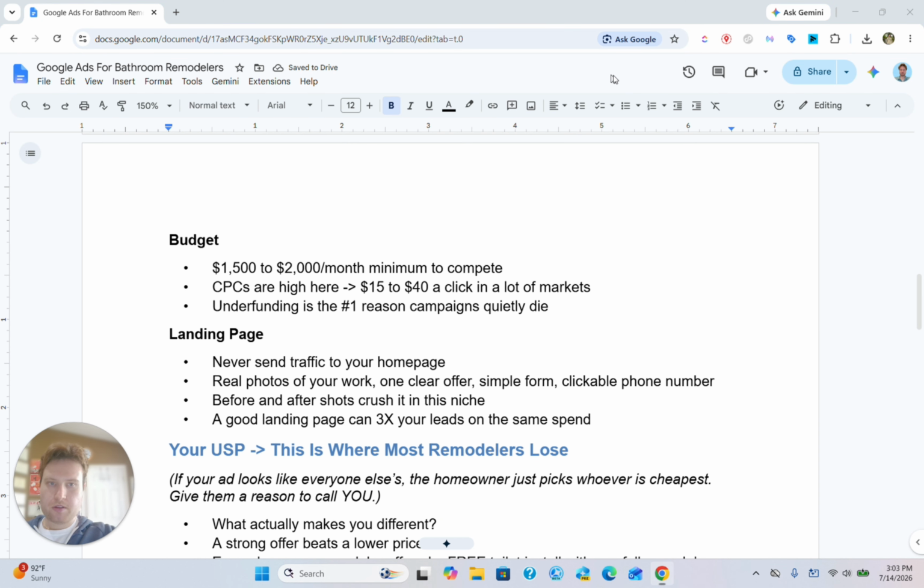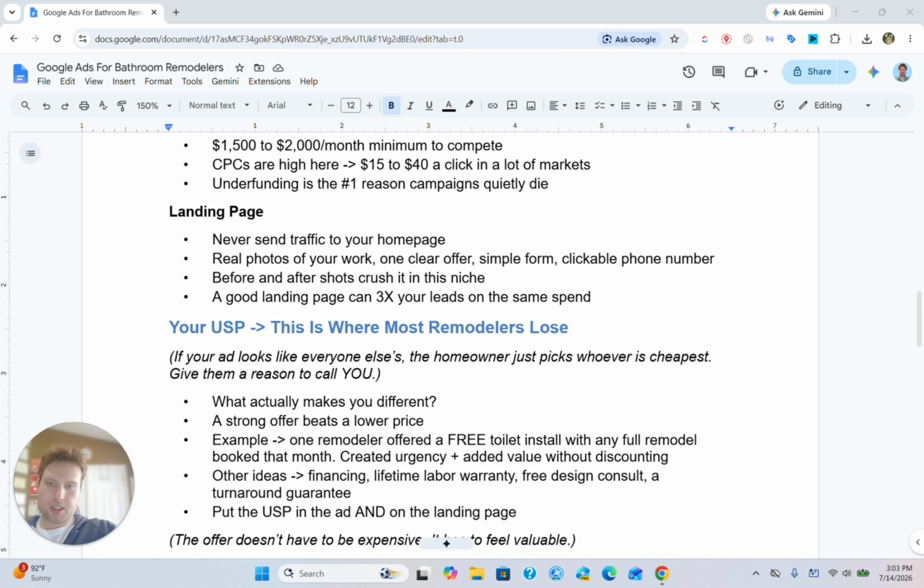Next, budget. Generally for a bathroom remodel, a minimum of $1,500 to $2,000 in ad spend to really compete. The reason for that is cost per click. That can be really high for the service. Some clicks can be as low as $15. Sometimes you'll get lucky and they're lower, but others can be as high as $40. And that really eats at your budget, especially say if you're running $1,500 a month. That's about $50 a day, which means you might only get 1 click. Underfunding those campaigns is generally the reason why these campaigns are stuck in what I like to call a Google Ads dead zone, where you spend enough to get some traction, but not enough to actually build momentum or get enough conversion volume so that Google can learn who is a good conversion and who isn't.